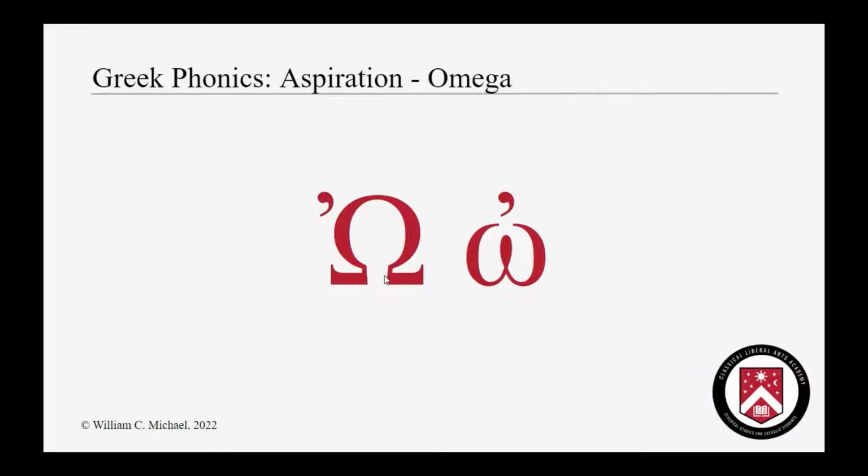Here we see the uppercase omega with soft breathing or no aspiration. The aspiration mark is like a backwards C, telling us there is no rough breathing. We'll read this as O, and the lowercase likewise as O, with no aspiration.